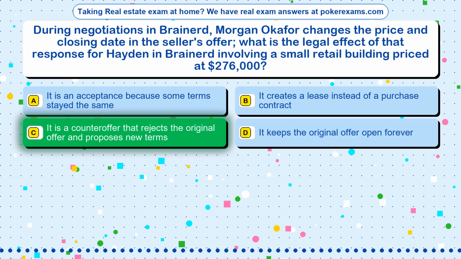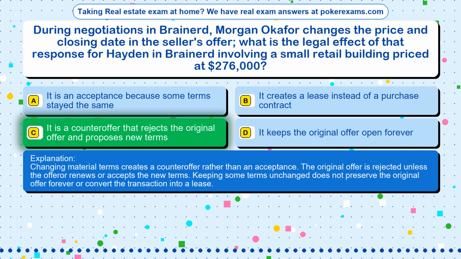The correct answer is option C. It is a counteroffer that rejects the original offer and proposes new terms. Changing material terms creates a counteroffer rather than an acceptance. The original offer is rejected unless the offeror renews or accepts the new terms. Keeping some terms unchanged does not preserve the original offer forever or convert the transaction into a lease.